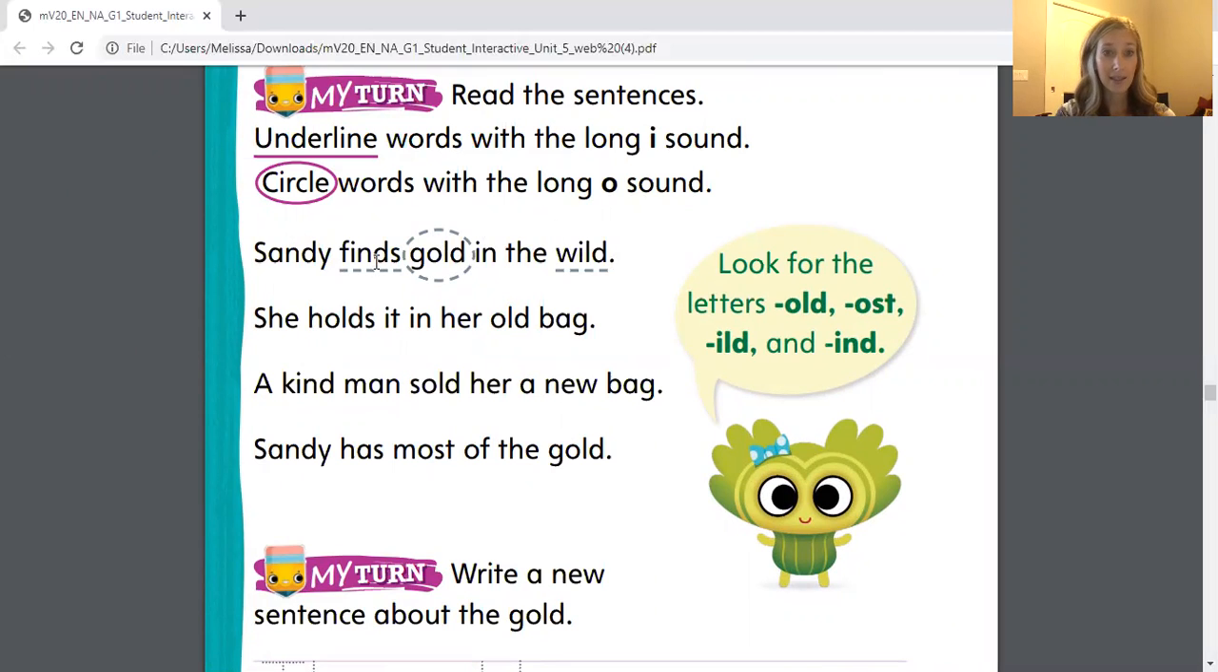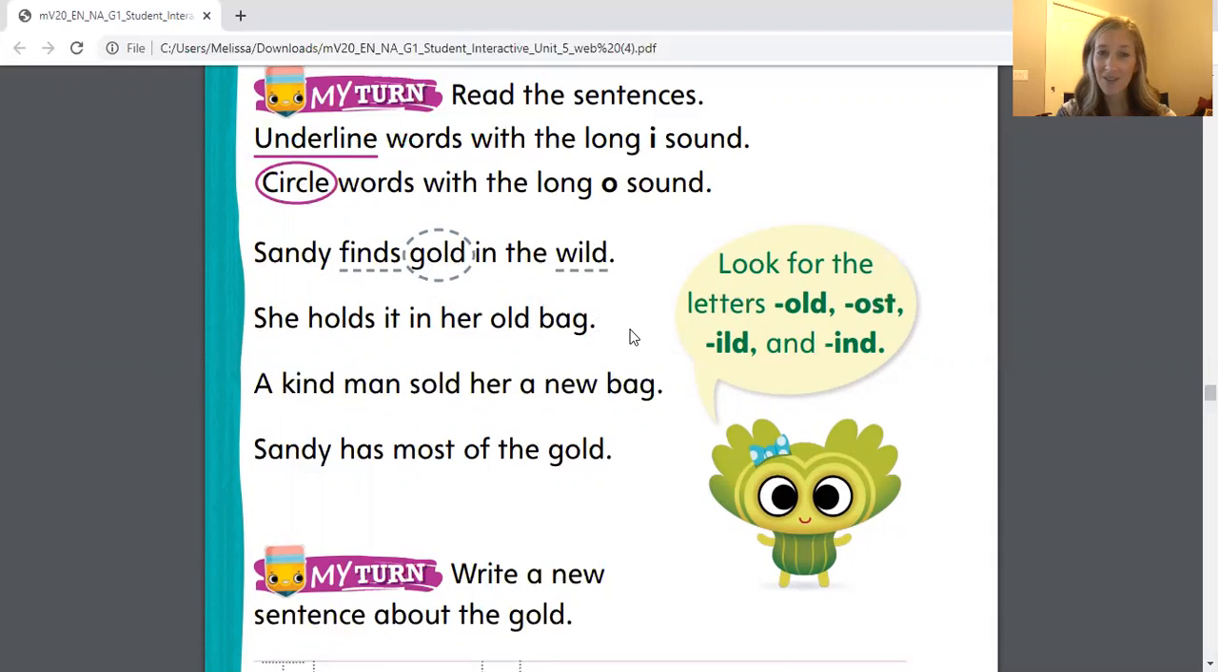Sandy finds gold in the wild. So you can underline finds and wild because we hear the long I sound, and we do see the I and we see those consonant blends with the ND and the LD. And then we see the word gold and hear the long O sound, the consonant blend LD. All right, let's read our next line. She holds it in her old bag.